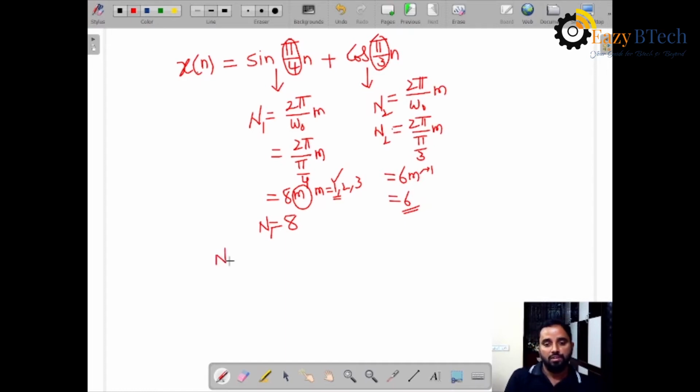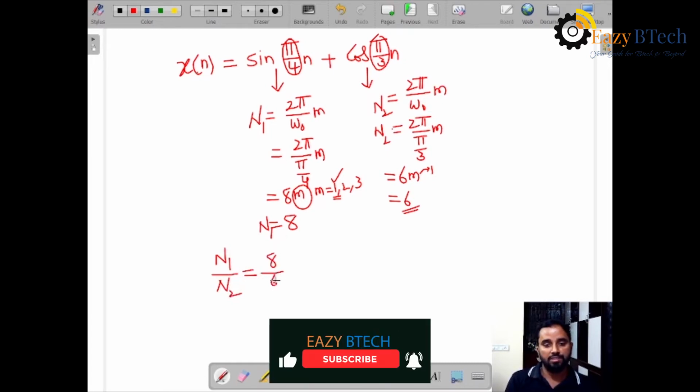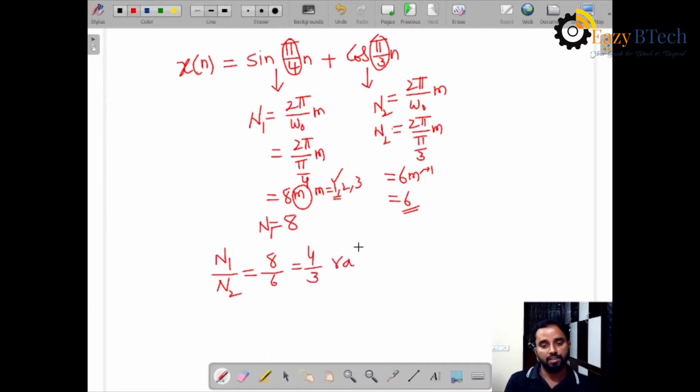Now after doing n1 and n2, do the ratio n1 by n2, 8 by 6, again 4 by 3. So 4 by 3 is a rational number. Right or not? Rational number. Therefore, the given signal is periodic. That is clarity because we got a rational number. So the given signal is periodic.